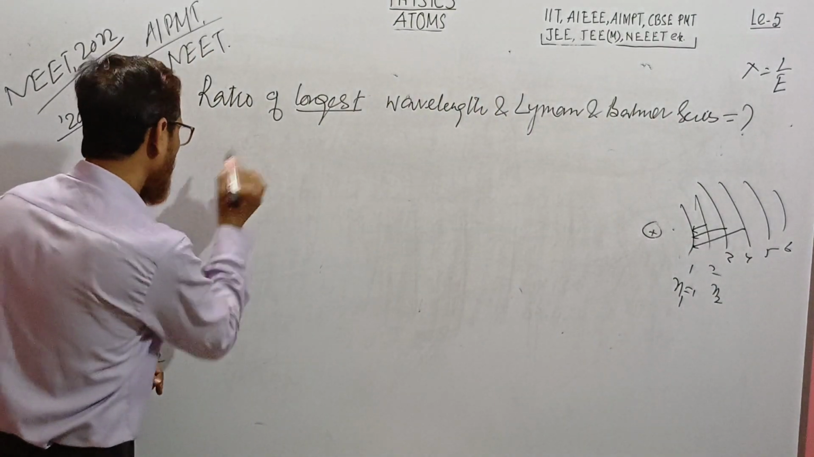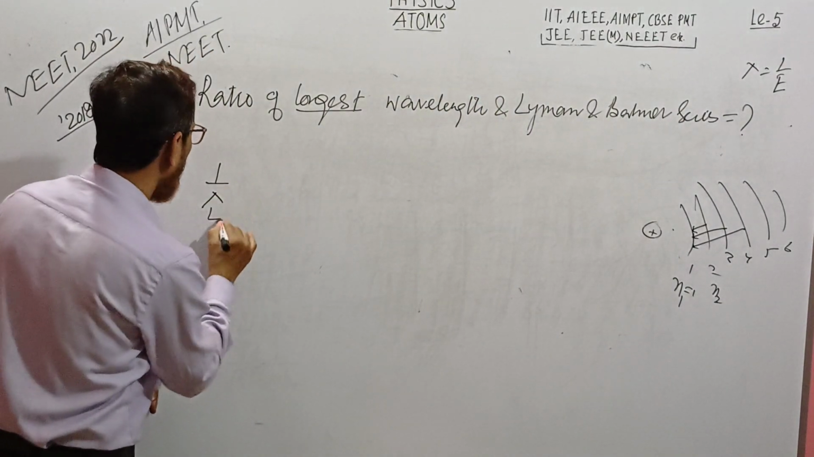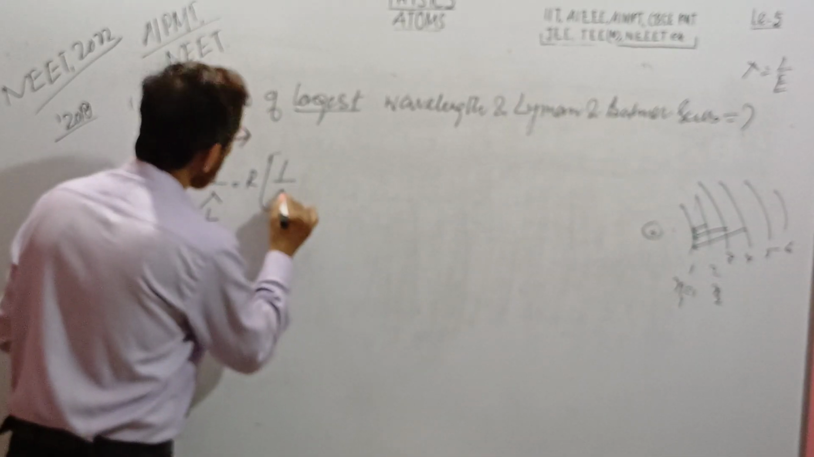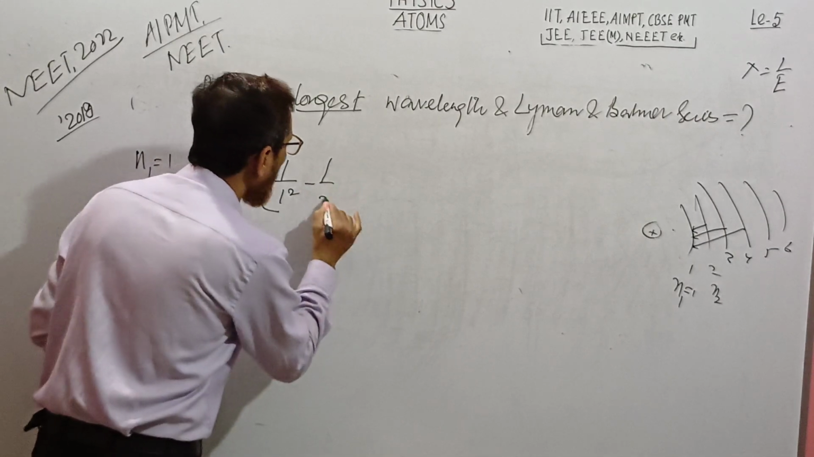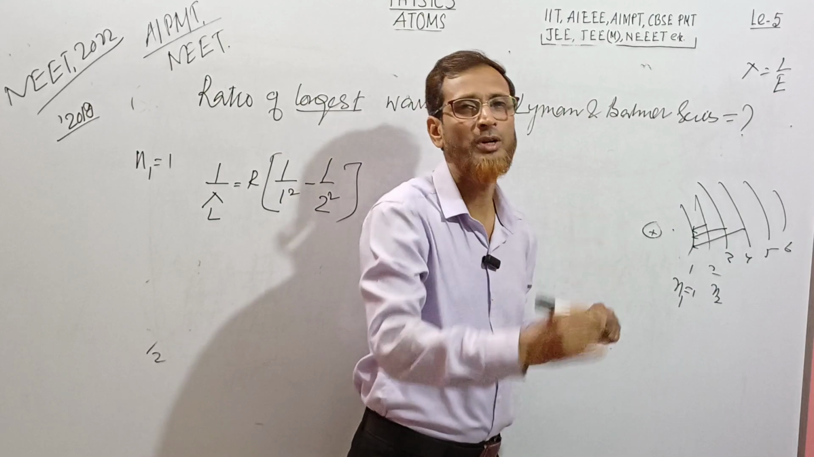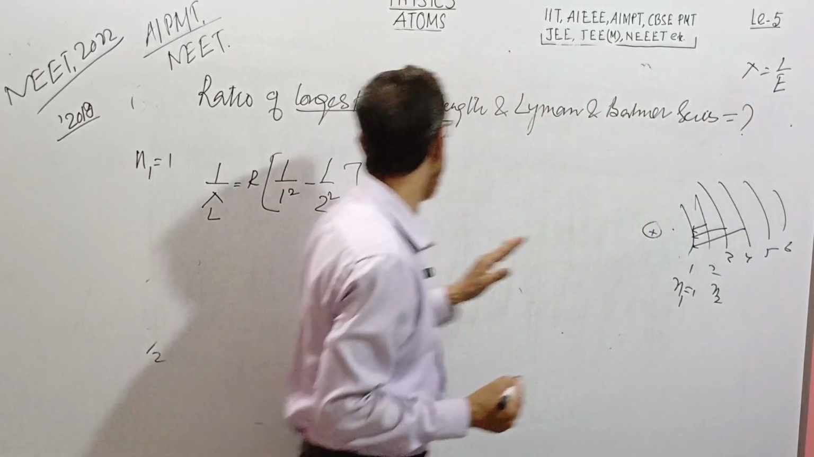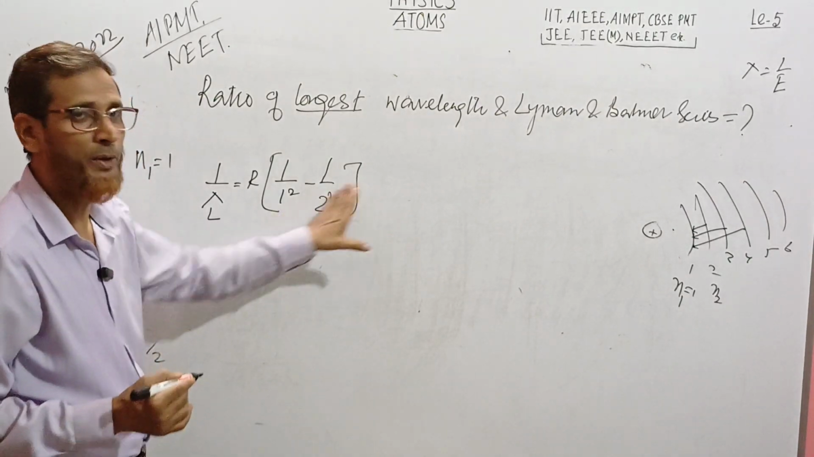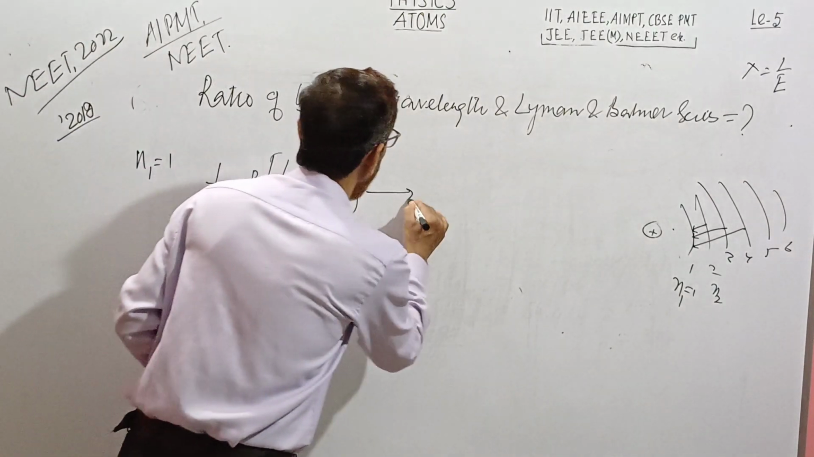So for the first condition, for Lyman, 1 by lambda is equal to R, this is 1. And it must come from 2, not from other, because if it is 3, 4, 5, the energy gap is more, the energy is more, and the wavelength is less. We need the longest wavelength, so we will assume this. You find out this value. Am I right? This is 1.